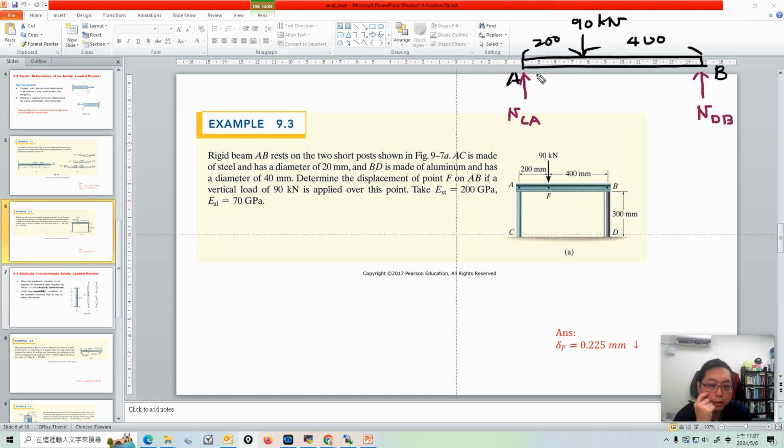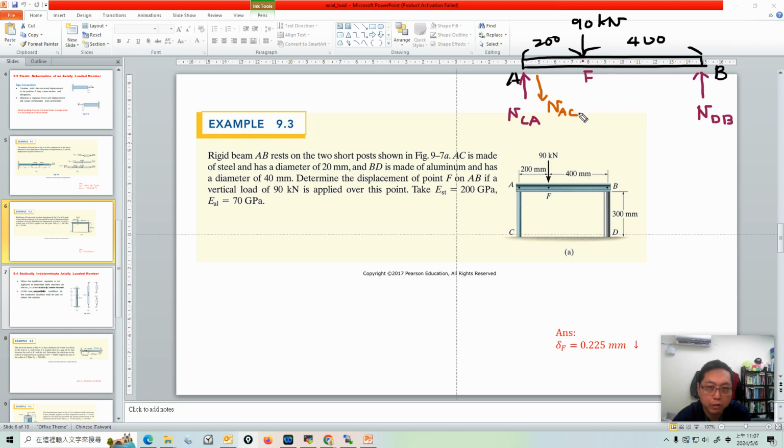So where does this deformation come from? You want to calculate the deformation at the point F. Where does the deformation come from? Because we have the force from this post, at the same time there must be a reaction force. Be careful, there must be a reaction force.